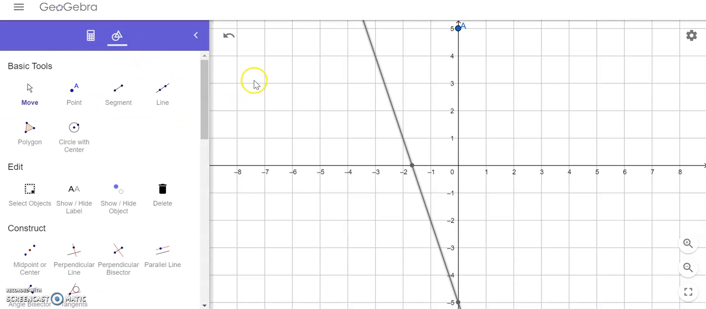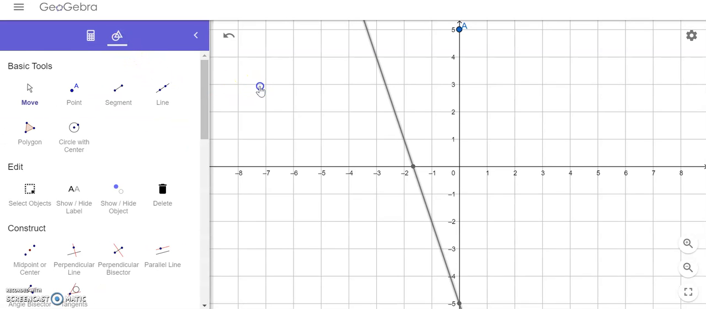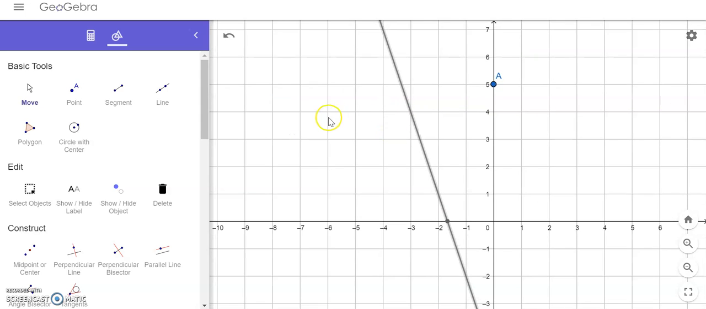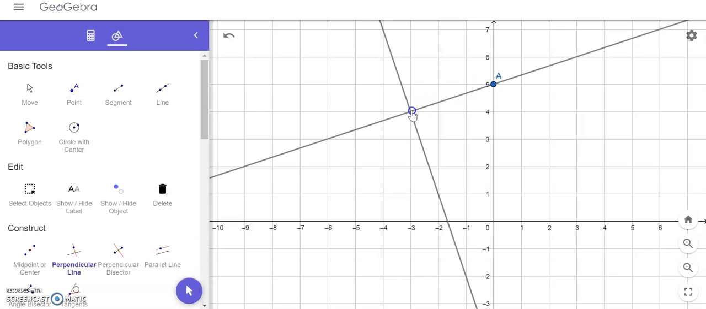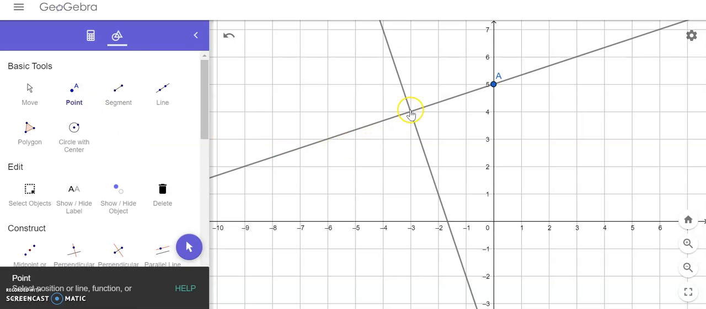So recall, when we're finding the distance of a point to a line, it needs to be perpendicular. So I need to create that perpendicular line, or find it algebraically. I'm going to select the point and the line I want it perpendicular to. From there, I get a new intersection point, E.